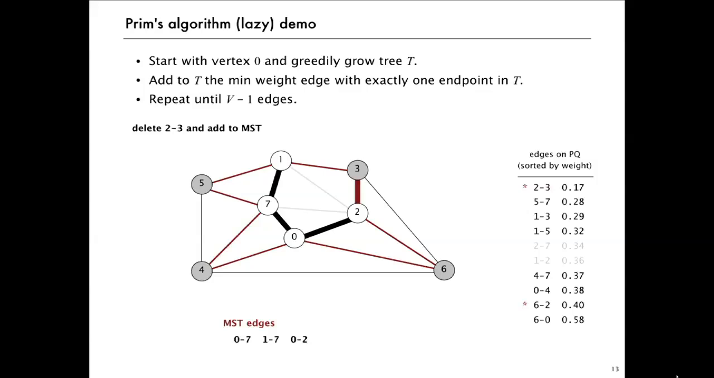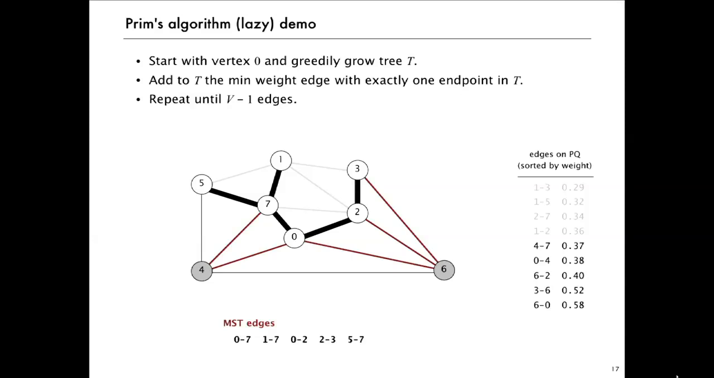Okay, so now the smallest is 2, 3. So take that, add it to the MST, and add all the edges incident to 3 to non-tree vertices. In this case, it's just 3, 6, and that's a long one. So now the next edge for the MST is 5, 7. Take that off the priority queue, put on the MST. And now all edges incident to 5 that go to non-tree vertices, so it's just 5, 4, add that one.